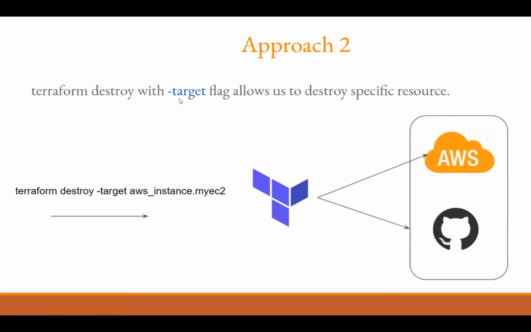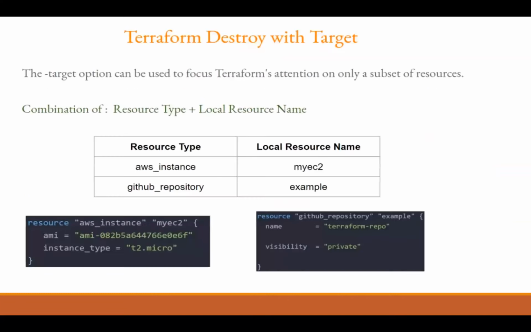So how can we destroy a particular specific resource? Use the hyphen target option, guys. Terraform destroy with the target. The hyphen target option can be used to focus Terraform's attention on only a subset of resources.